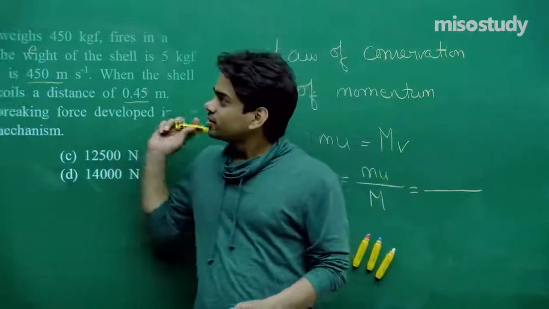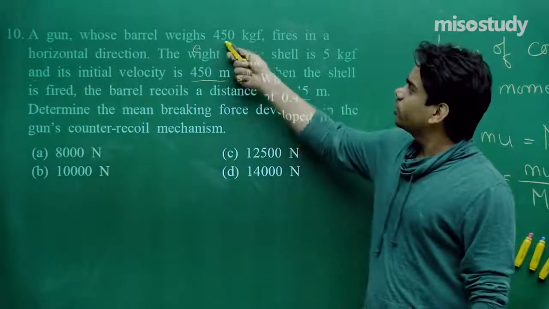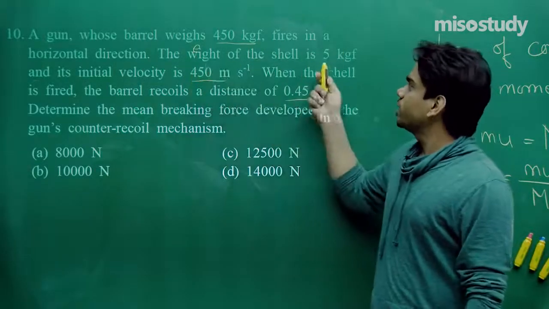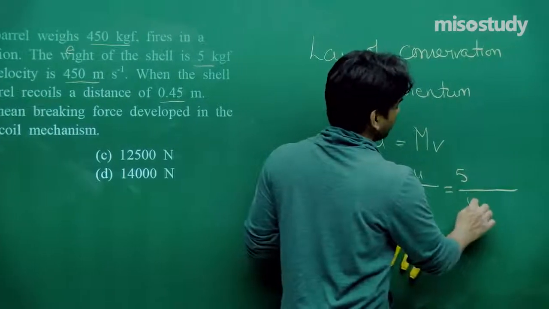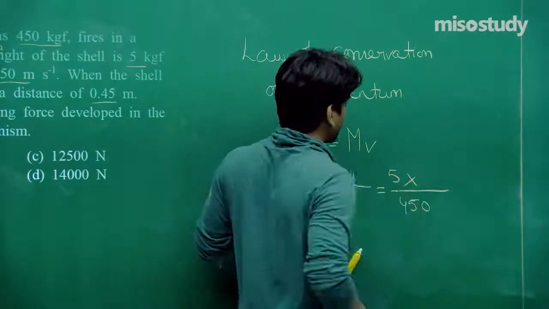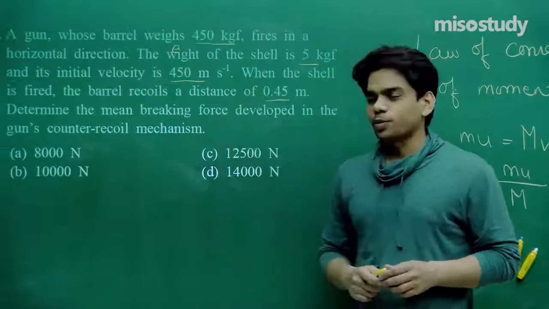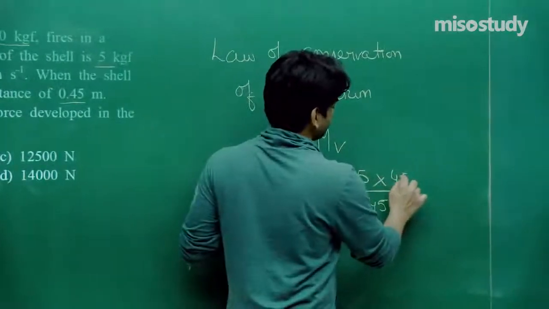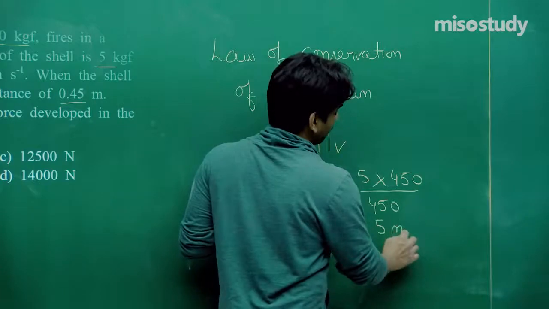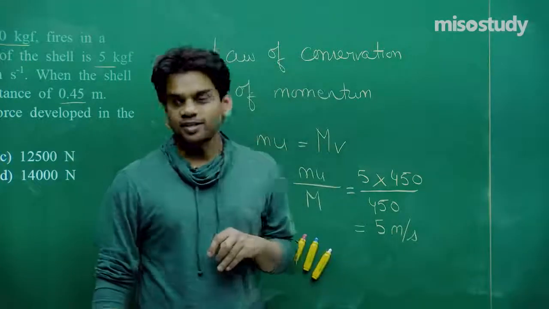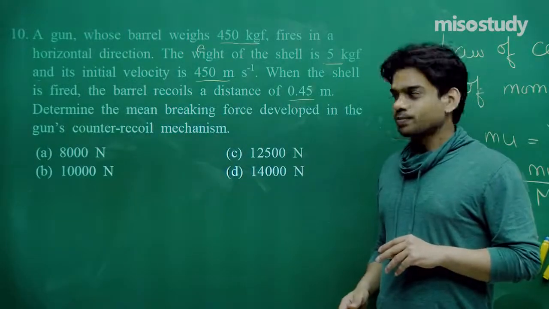The weight of the shell is 5 kilogram force, so the weight of the bullet is 5. The weight of the gun is 450, multiplied with the speed with which it was fired. The initial velocity is 450 meters per second. So let me write here 450. You can easily see the velocity with which the gun will recoil comes out to be 5 meters per second. Quite easy.